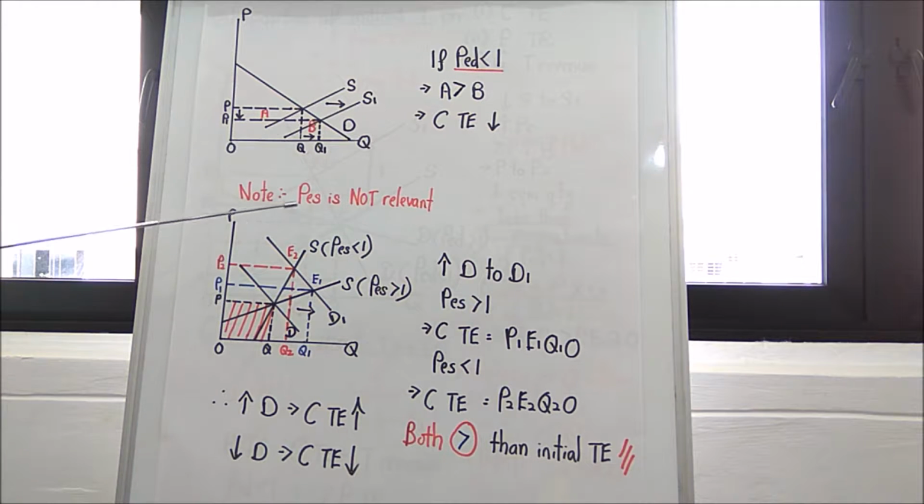However, PES for this topic is not relevant when we are talking about consumers' total expenditure. Take note that the initial total expenditure before the increase in demand is the shaded area here. However, when demand increases from D to D1, if PES is more than 1 or if PES is less than 1, the total expenditure will exceed the shaded area. Thereby, the PES is not relevant here. So all we need to take note of is that when demand increases, total expenditure increases. When demand decreases, total expenditure decreases.